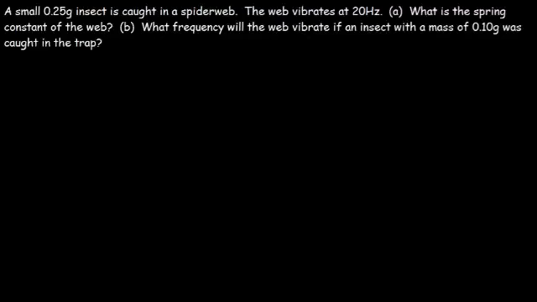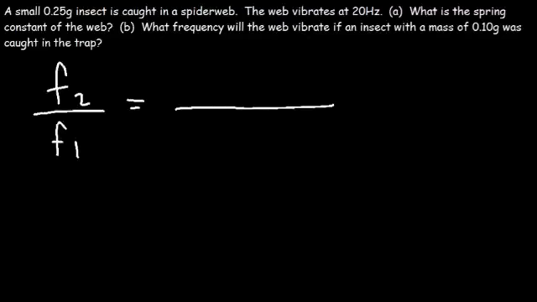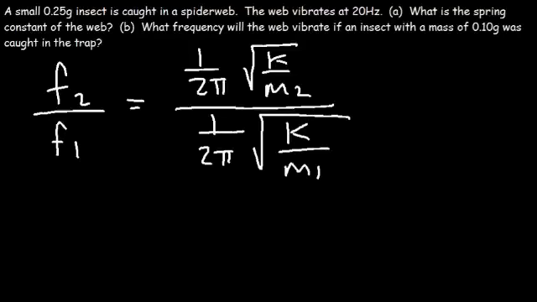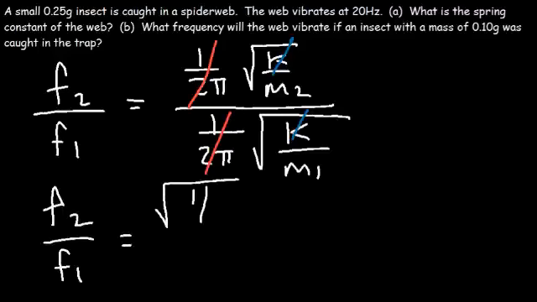So let's say we had a ratio F2 divided by F1. F2 is 1 over 2 pi square root K divided by M2. And we're assuming that K is the same since we're dealing with the same spider web. And this is going to be the same thing but M1. So we can cancel the 2 pi and we can cancel K. So we get the equation F2 divided by F1 is equal to the square root of 1 over M2 divided by the square root of 1 over M1.